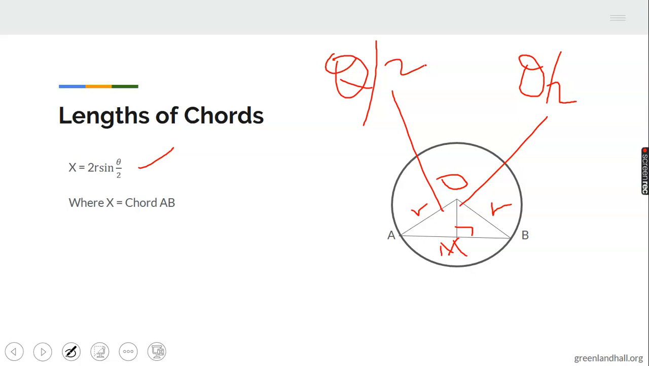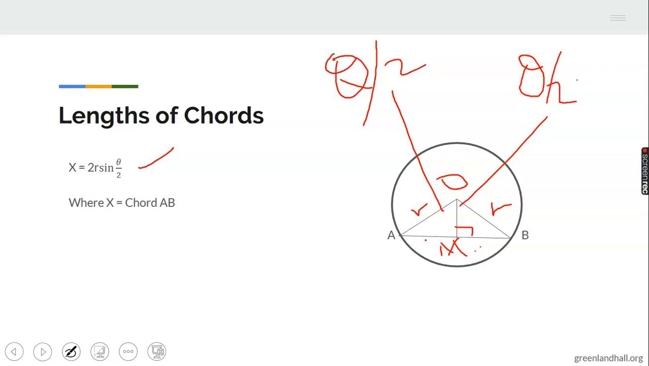Using sine ratio, this is the opposite. You know the radius, and you want to find here. It will be sine. Sine of half of this angle will give us this place over r. So when you get this one, then the length we are looking for is 2 of them. So you now have the formula as 2 r sine theta over 2.